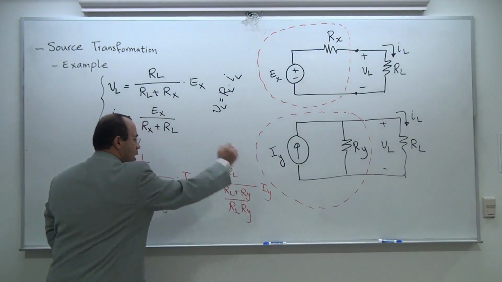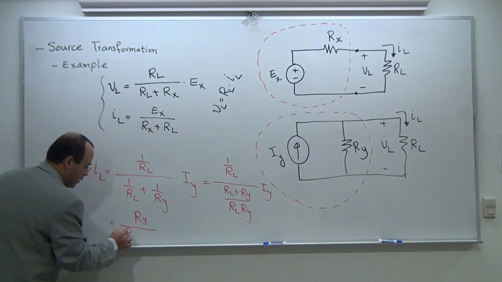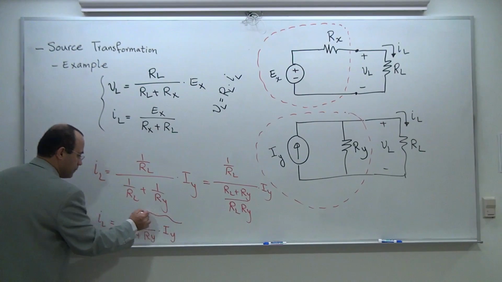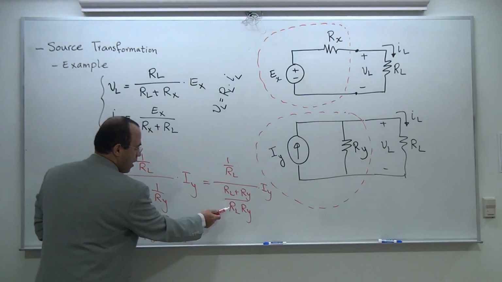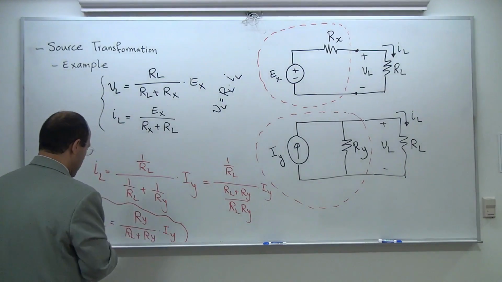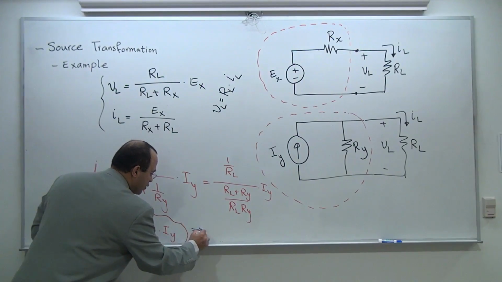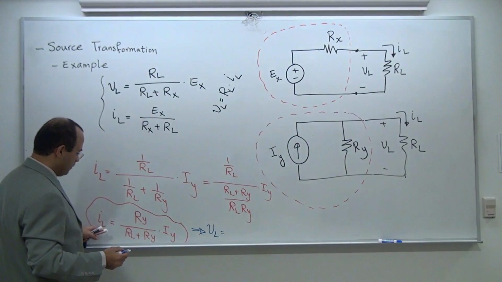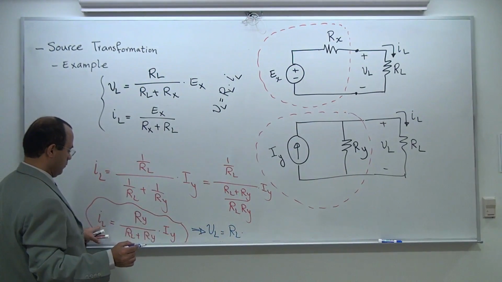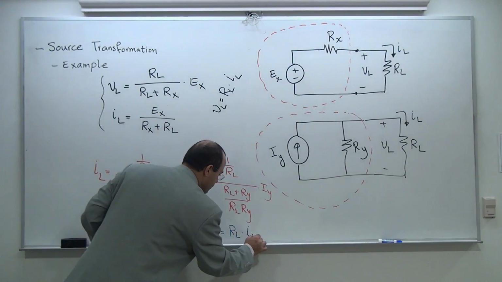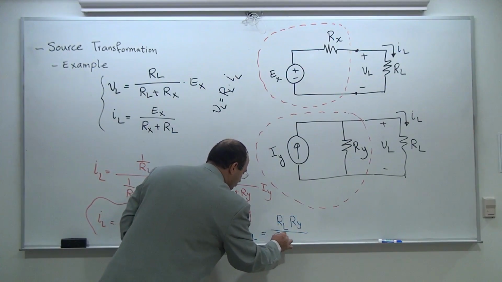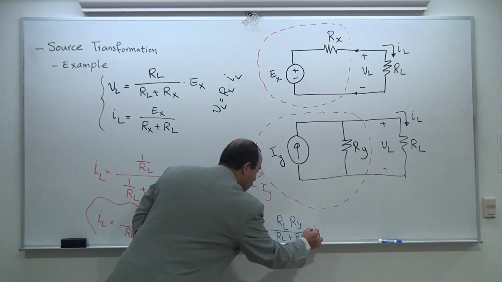Now RL and RL is gone, RY comes on top. RY divided by RL plus RY times IY. That's IL. Let me double check to make sure everything is fine. This comes on top, RL is gone. RL plus RY is left, that's what it is. Okay? Now, if I wanted to find VL, all I have to do is follow Ohm's law. VL is equal to RL times IL. So this is going to be RL RY divided by RL plus RY times IY, capital IY.